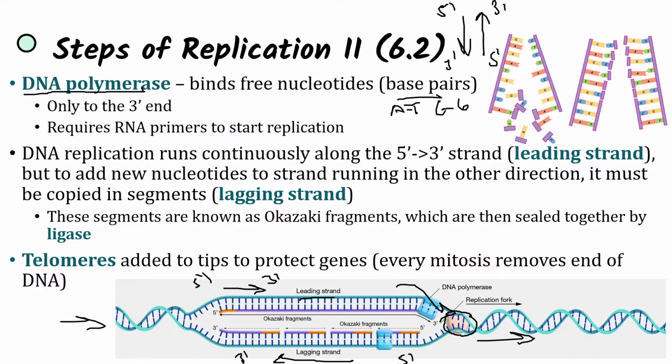And the last step is telomeres added to the tips of the chromosomes that have been made from DNA replication in order to protect the genes, because every time a cycle of mitosis occurs, there's going to be the ends of the DNA removed, and so telomeres allow for all of the coding regions of the DNA to be protected.